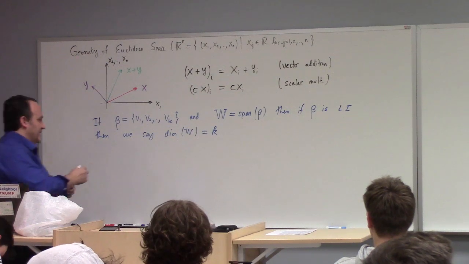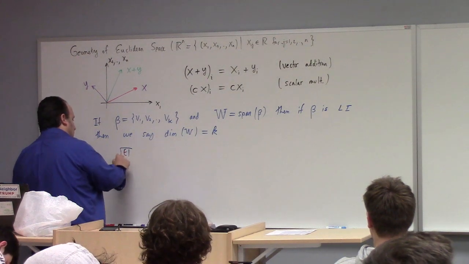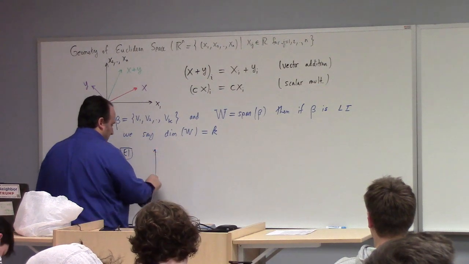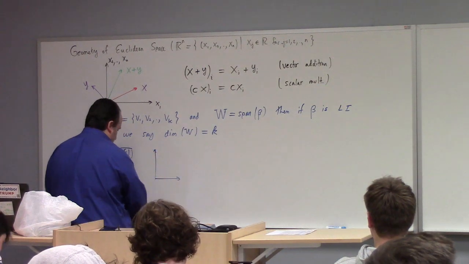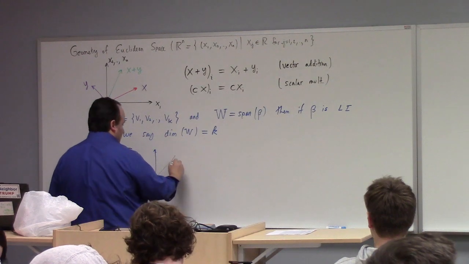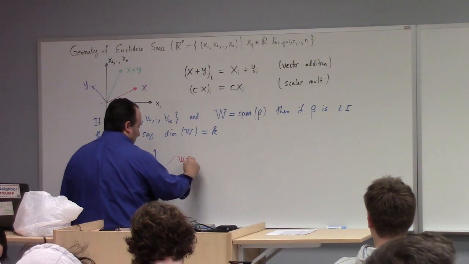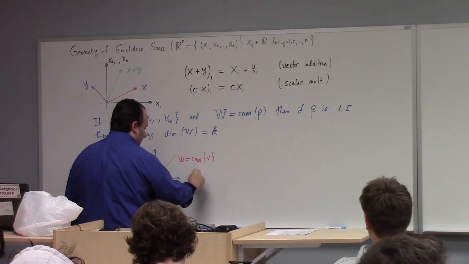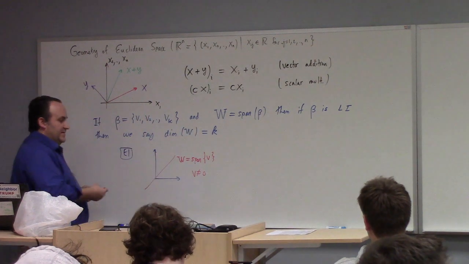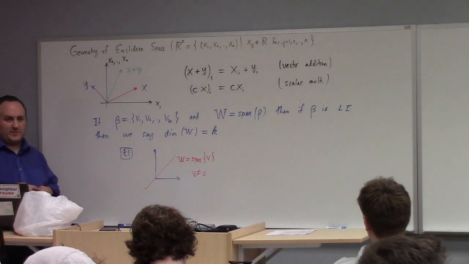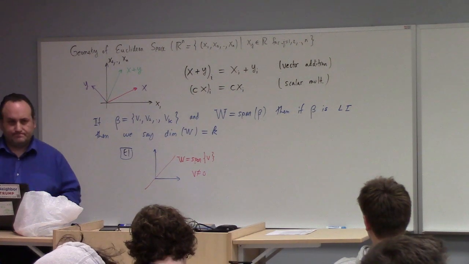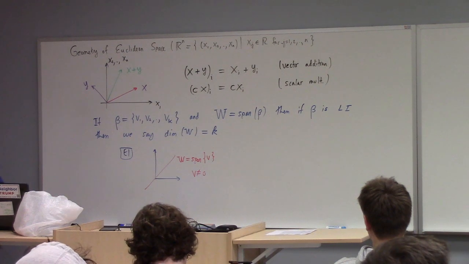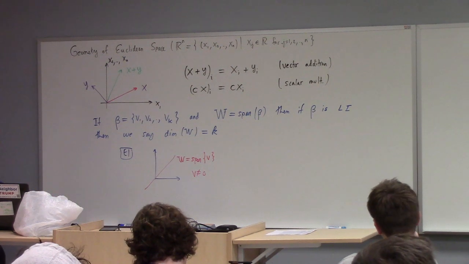So some examples of that. Of course, we can just do this. W is the span of v, where v is not equal to 0. What's this space? What kind of space do we call this? In words, this is a line through the origin, right? This is a one-dimensional subspace.